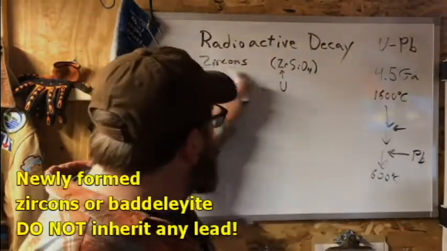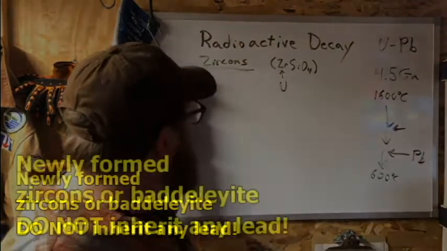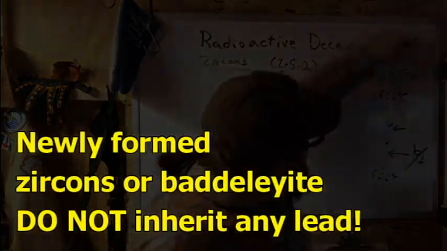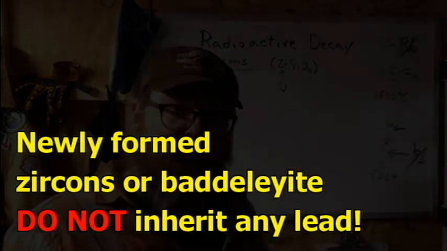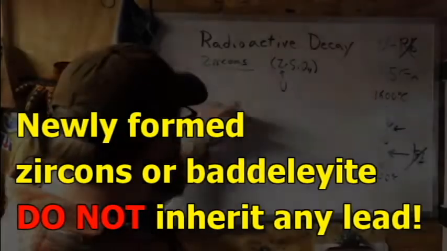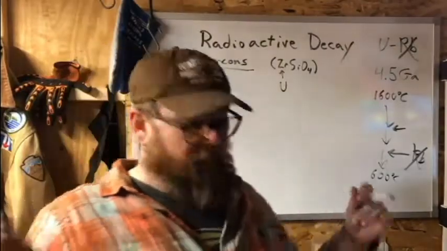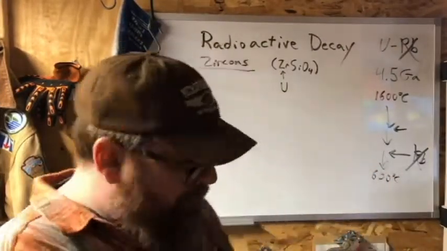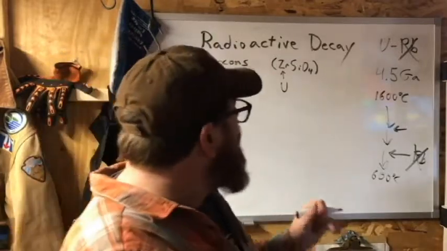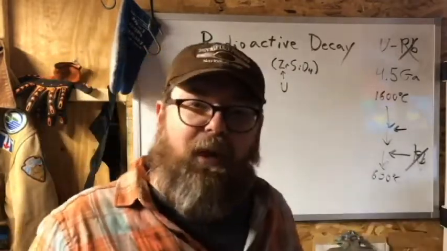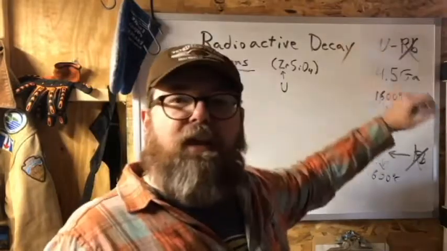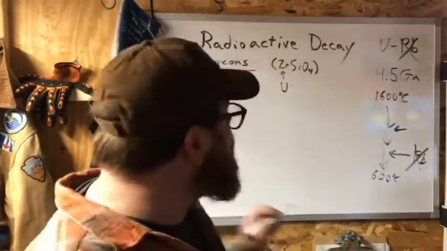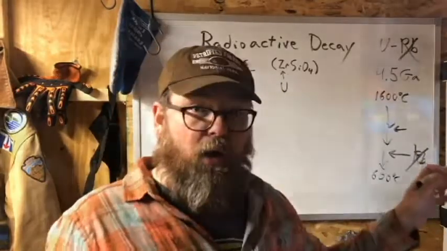When this zircon crystal forms, it will not have any lead in it. So we'll say we have a big zircon crystal that weighs 1 kilogram, and 1 gram of that has uranium in it. We are not going to see any lead in it if it has just formed. We date that, we are going to get a date of 0.